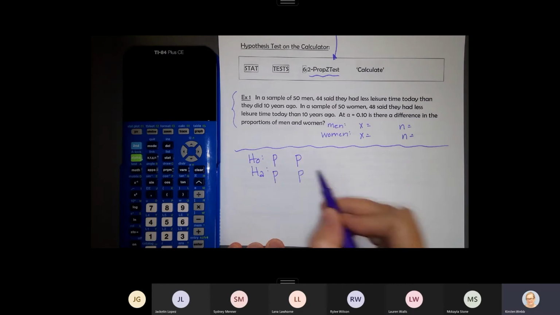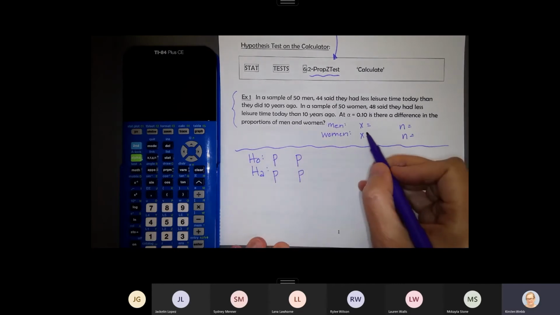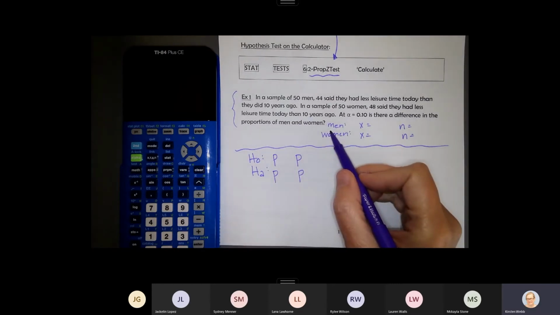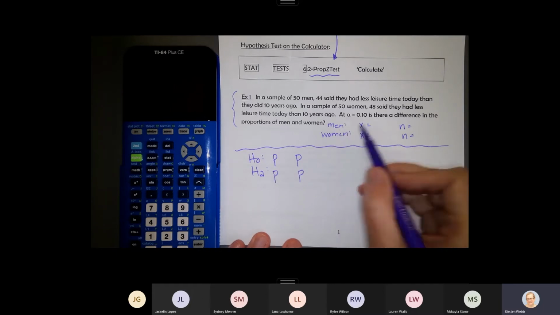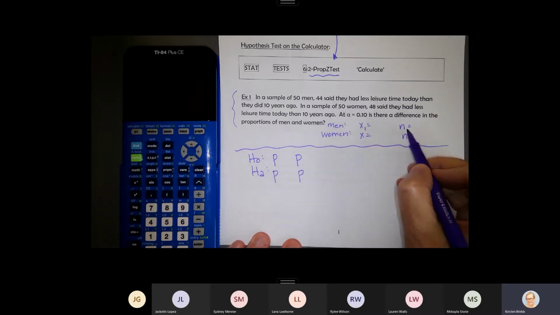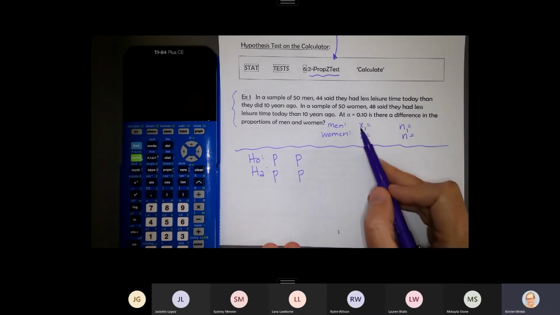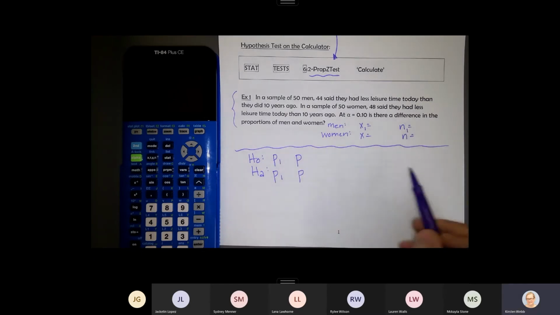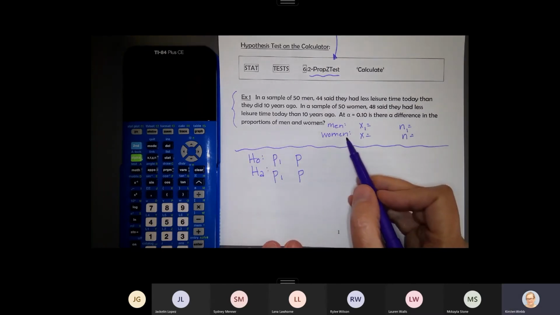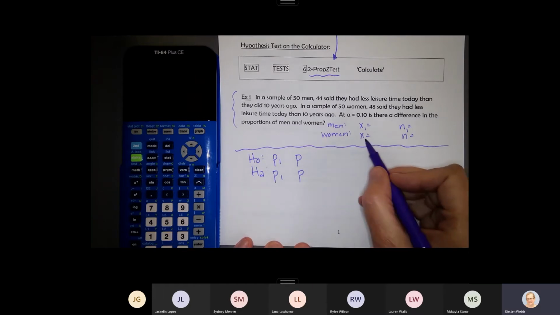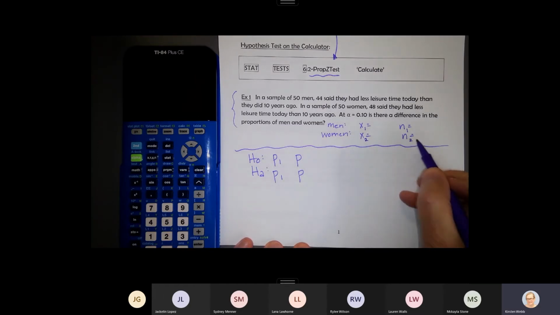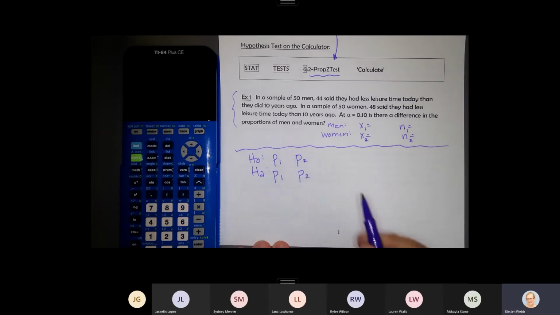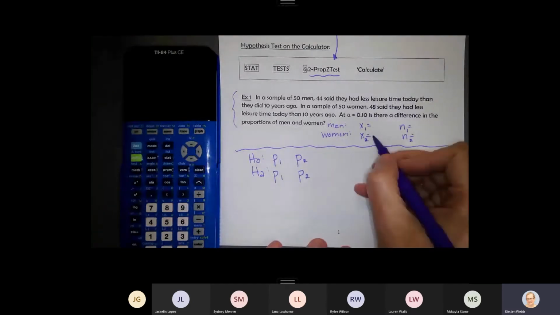Since there are two of everything, what we tend to see is some little subscripts. Like one of the populations is men. So everything having to do with men might have a little 1 next to it. So X1, N1, P1 lets us know all of those are for the population of men. And then the other population are women. So all of those X's and N's and P's would have a little 2 next to them, letting us know those all come from the population of women.